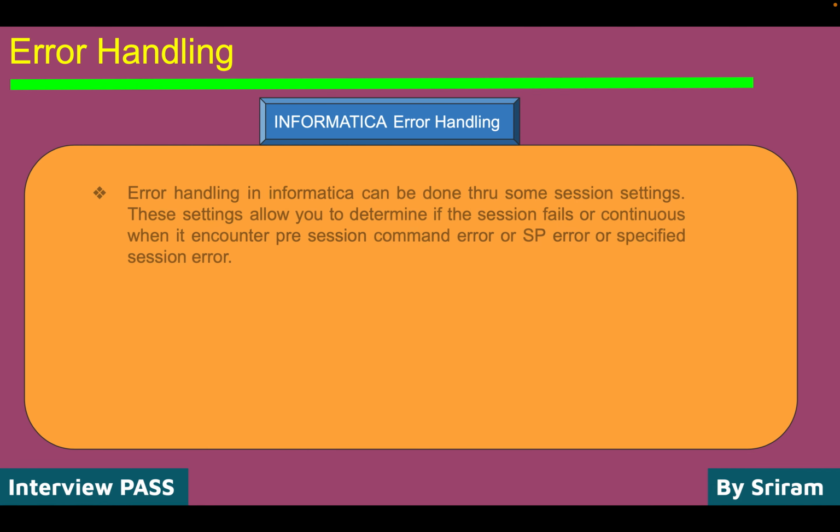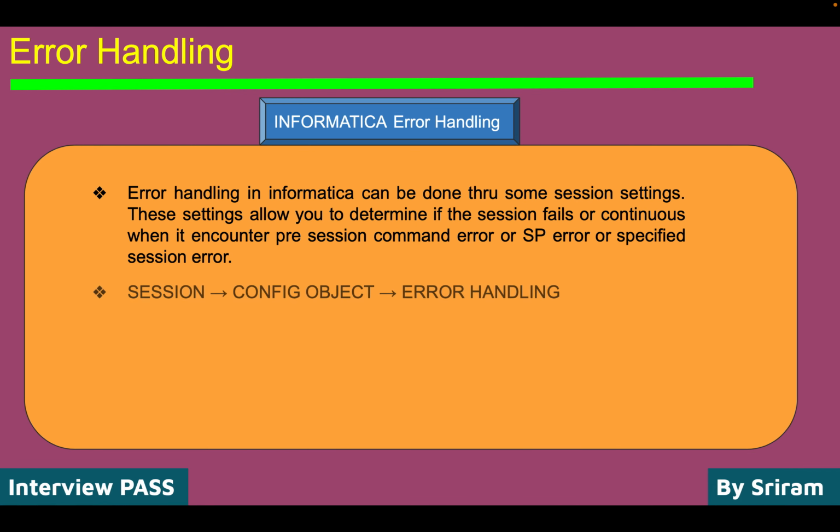Let us understand Informatica error handling here. Error handling in Informatica can be done through some session settings. These settings allow you to determine if the session fails or continues when it encounters a pre-session command error, a stored procedure error, or a specified session error. So, session properties, config object tab, error handling tab.